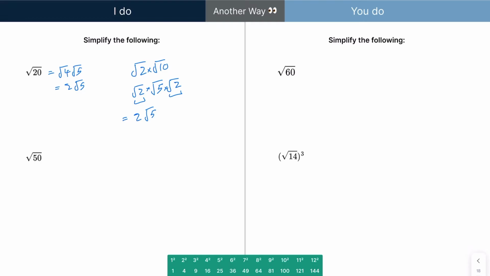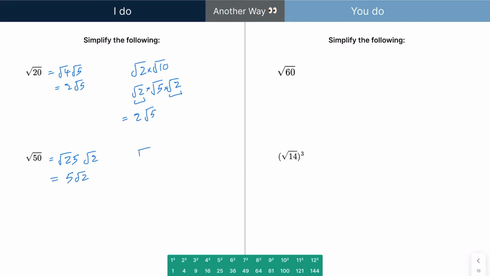So moving down here to root 50, we can do, again, the quick way, if this comes to you, because it might not come to your mind. Some numbers are really big, and it might not immediately come to you. So if it immediately came to you, root 25 times 2, and that becomes 5 root 2.